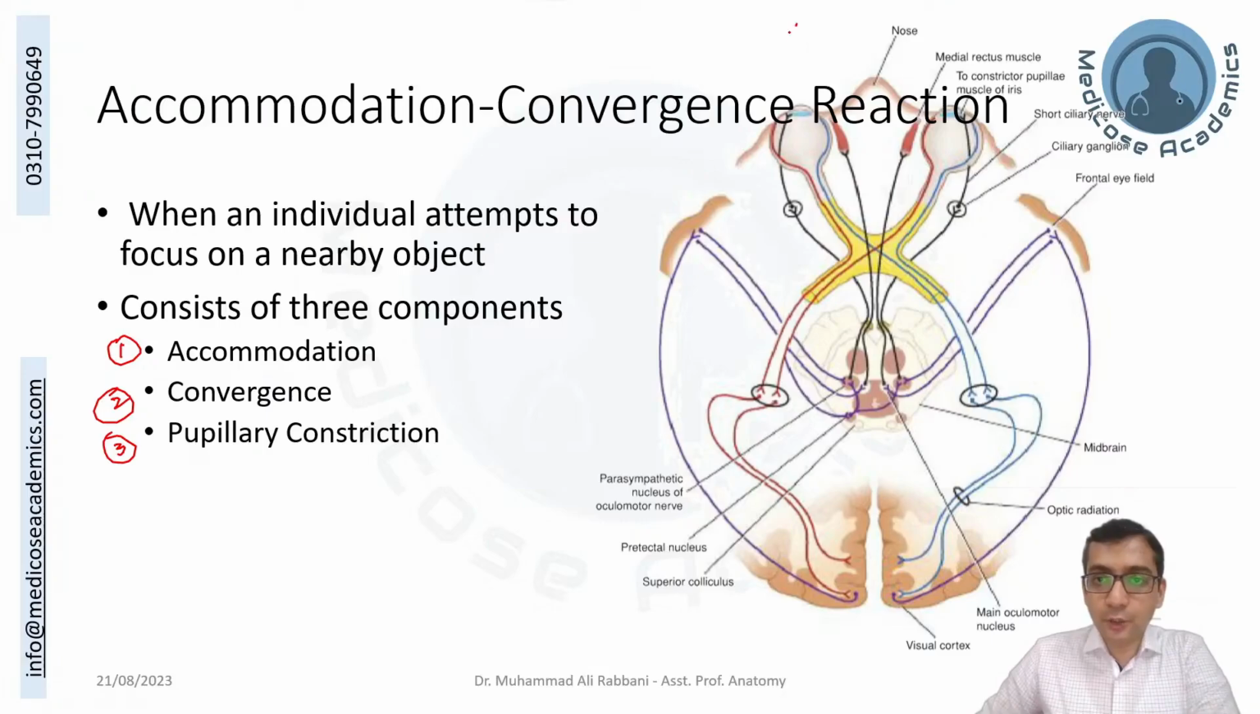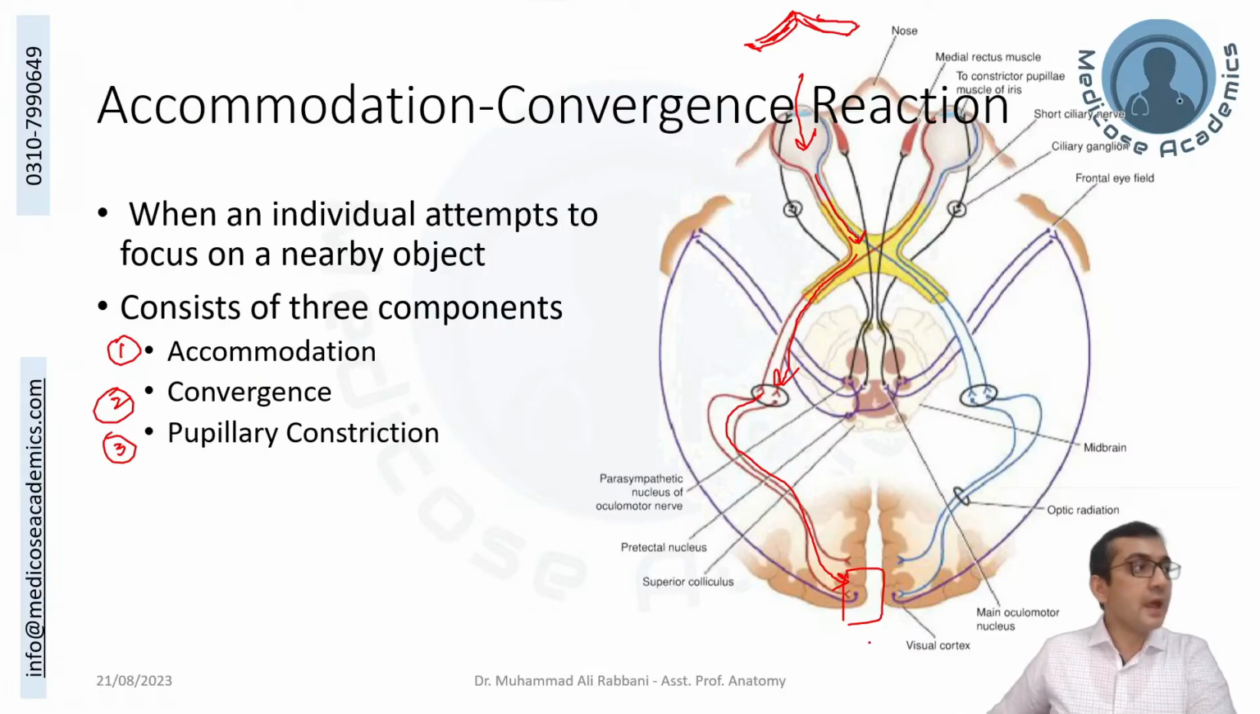Whenever you are focusing on a near object, let's say you are looking at a book, the image goes through all the normal pathways. It goes through the retina, to the optic nerve, chiasm, tract, geniculate body, radiation, and it reaches the visual cortex. And here in the visual cortex, it finds out the image is blurry. We have to focus. So what does the visual cortex do?